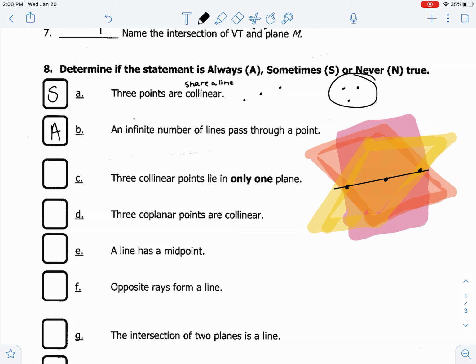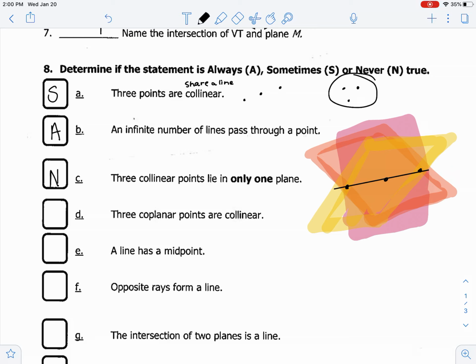So this one, 3 points lie in only one plane. We can see the picture, we can understand that picture, but then what's the answer? Never. Why is it never? Because 3 collinear points will lie in an infinite number of planes.